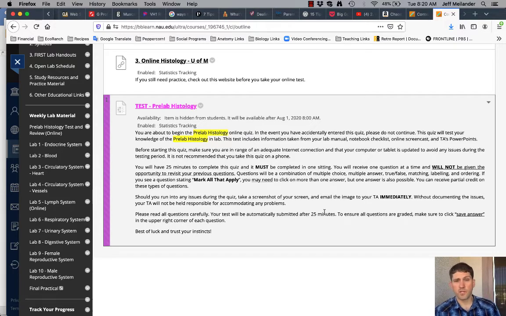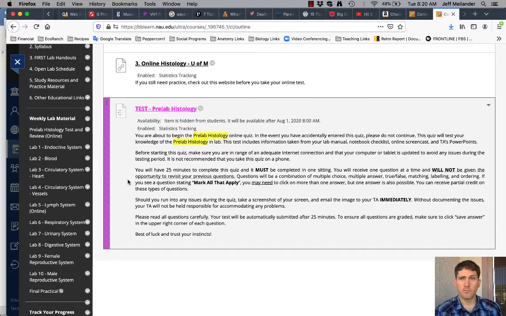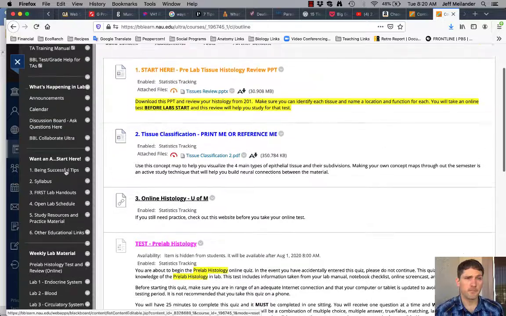They have, I think, 20 questions. They get an image of a slide, and we ask them, what is the tissue, what's its function, what's its location. So that's what they're going to need to do. I'll go into the testing a little bit more as we work through the weekly lab material here.